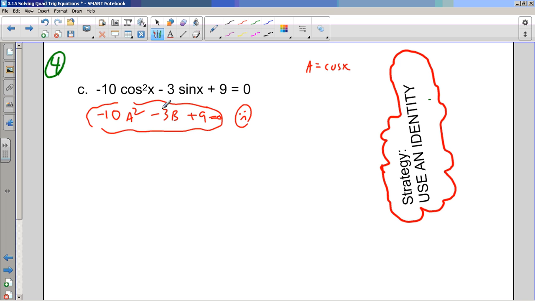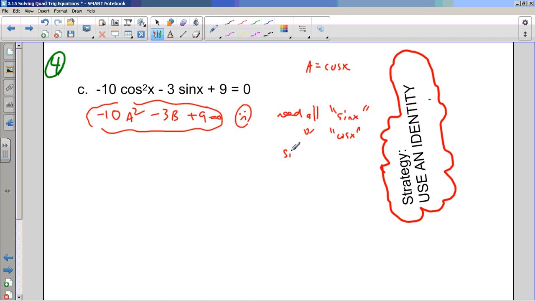I can't factor this, right? I need to have all the same variables. So the idea is I need to have this all in sines or coses, right? Need all sine x or cos x, right? That's what I need. So I'm going to tilt my head sideways, read the strategy, which is use an identity. What identity sort of connects sines and coses? Well, there are a few, but that should ring a bell, right?